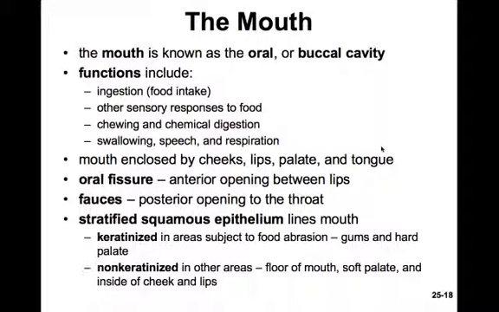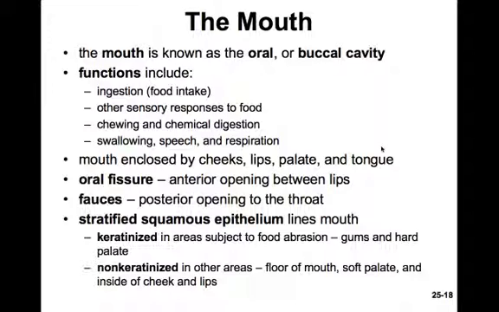Now let's take a look at the top of the digestive system. We'll begin with the mouth down through the esophagus. The mouth is known as the oral cavity or buccal cavity, and it has many functions, obviously including ingestion of food. It has sensory responses to food, such as taste buds on the tongue. It's involved in chewing and chemical digestion. Starch is partially digested in the mouth by saliva. It's also involved in swallowing, speech, and of course respiration.